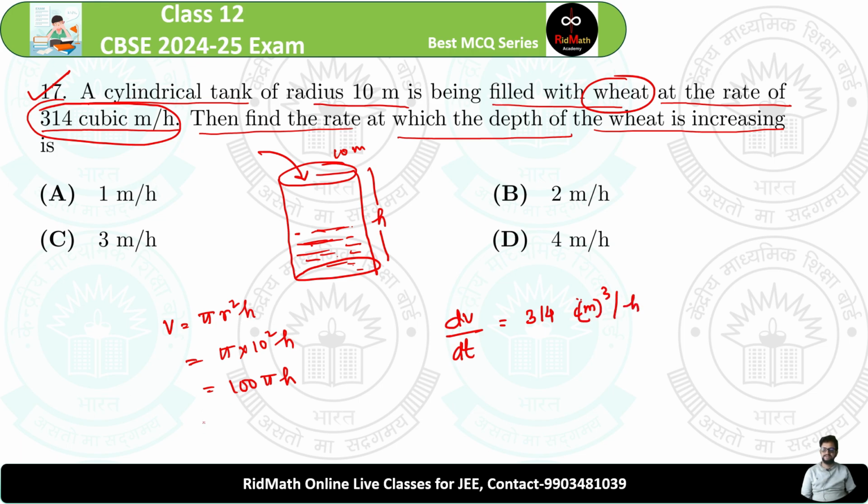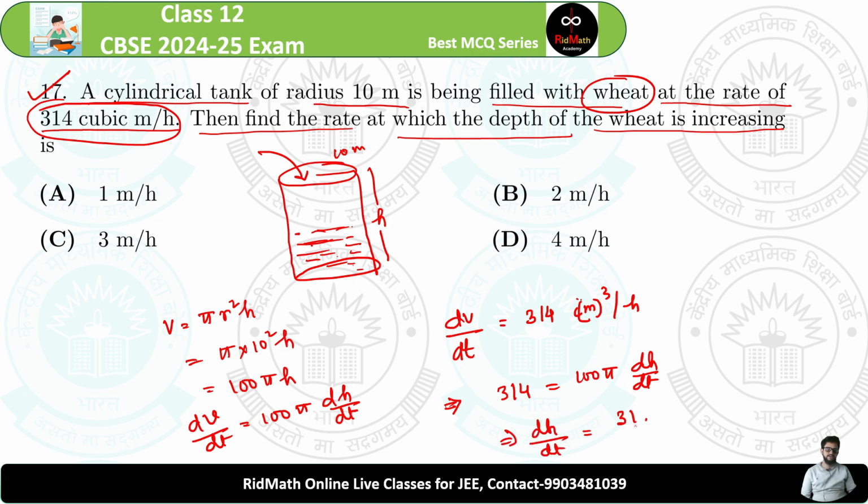Now differentiating this V with respect to t, we are getting 100 pi into dH by dt. So simply put dV by dt as 314 meter cube per hour. So 314 is equal to 100 pi dH by dt. Now what is dH by dt? This is equal to 314 divided by 100 pi. And what is pi? We are taking 22 by 7.